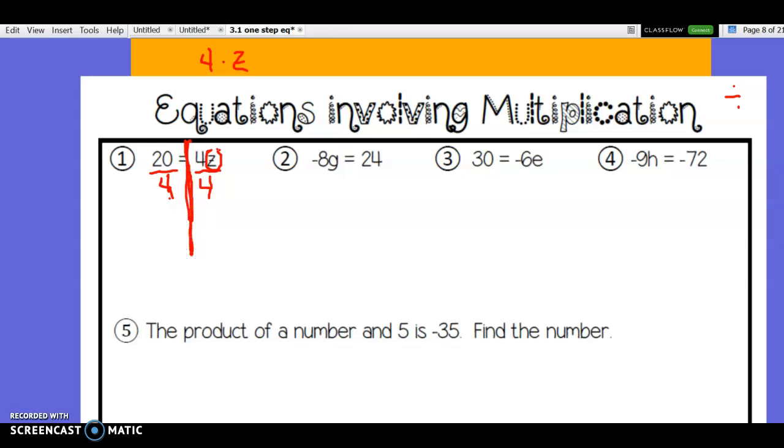On the left side, 20 divided by 4 is 5. And on the right side, remember that any number over itself just equals 1. And I don't need to write 1z. I can just write z. I bring my equal sign down. I circle my answer. That's the work I want to see. Try numbers 2, 3, 4, and 5. Hit pause and hit play when you are ready.